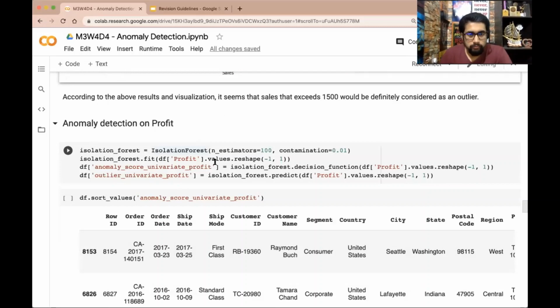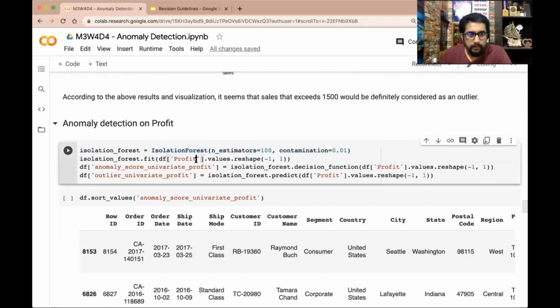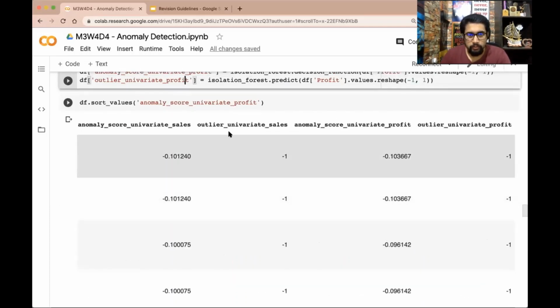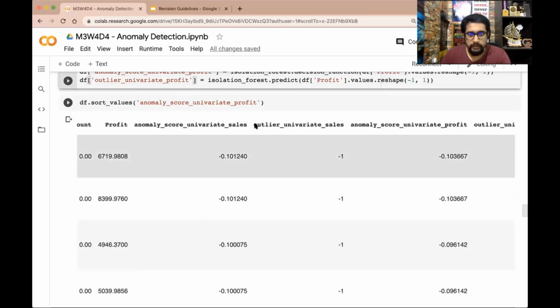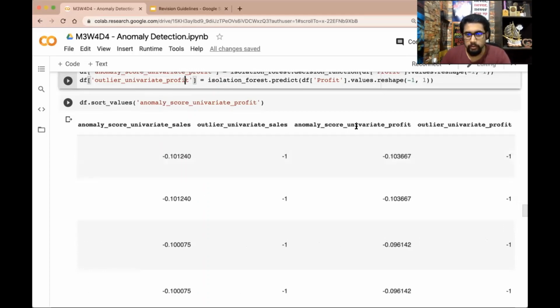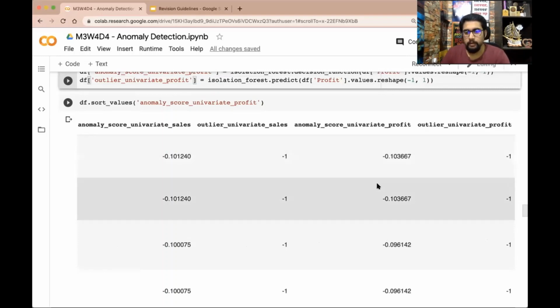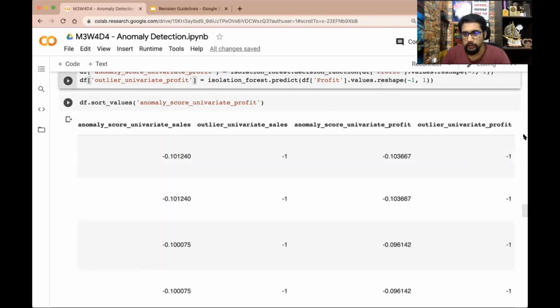Again, same thing. In the dot fit I am just passing the profit column, and then using the decision function to store the anomaly scores in a variable called anomaly score univariate profit. And I'm storing the predictions, those -1s and 1s, in outlier univariate profit. So let's see how this looks. Based on sales I had generated scores and predictions, and based on profit as well I have generated the anomaly scores and the corresponding predictions of whether it is an anomaly or not.